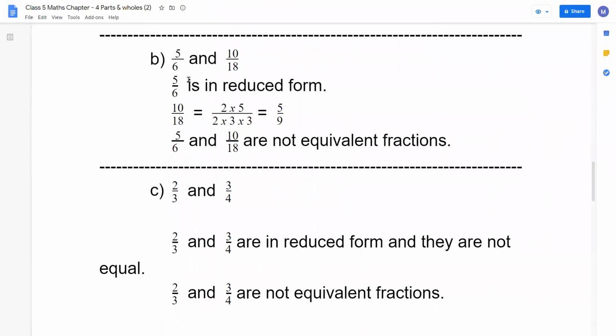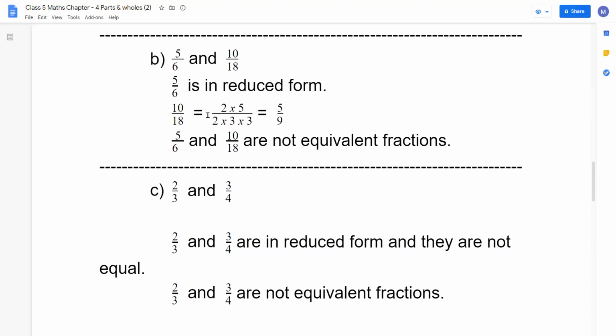Next, there are 4 questions of the same type. 5 by 6 and 10 by 18. Here also 5 by 6 is in the reduced form because the numerator is 5 and there is no 5 in the denominator factors. Now the second fraction, 10 by 18. First factorize the numerator. What are the factors of 10? 2 5s. 18, yesterday I taught you, is 2 9s. So 9 can be written as 3 3s. So the factors of 18 are 2 multiplied by 3 multiplied by 3.